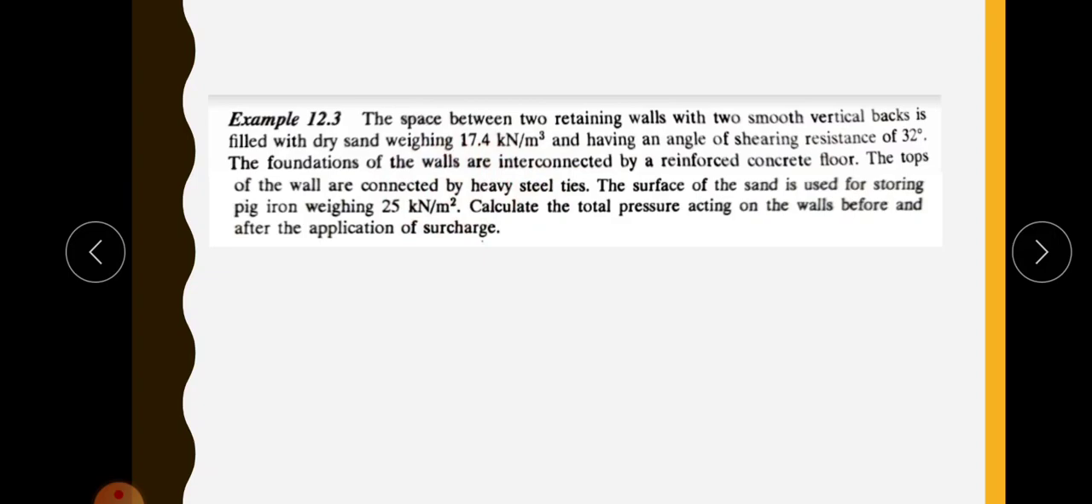Then this is the case of a retaining wall with a surcharge component. Here it is said that the surface of the sand, that is the top surface, is used for storing pig iron weighing 25 kilonewton per meter square, that is the surcharge weight. So for storing this weight that area is used. And we have to find out the total pressure before the application of the surcharge weight and after the application of the surcharge component. So initially you have to find out the total earth pressure without the surcharge component.